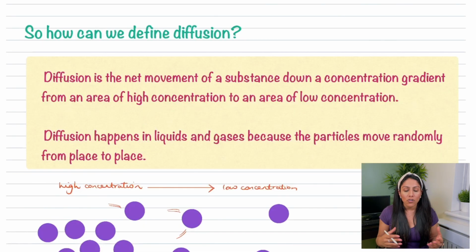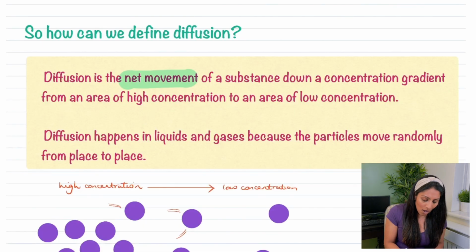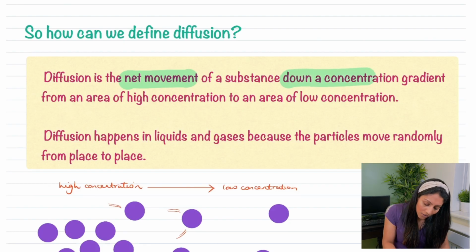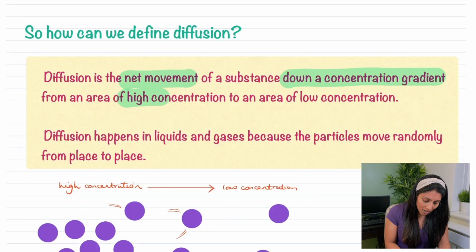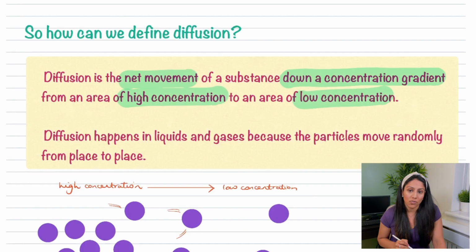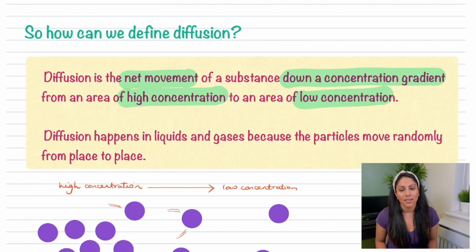So how does this relate to diffusion? Well, diffusion is the net movement of a substance down a concentration gradient from an area of high concentration to an area of low concentration. I've highlighted the points that are going to give you marks in a GCSE exam.